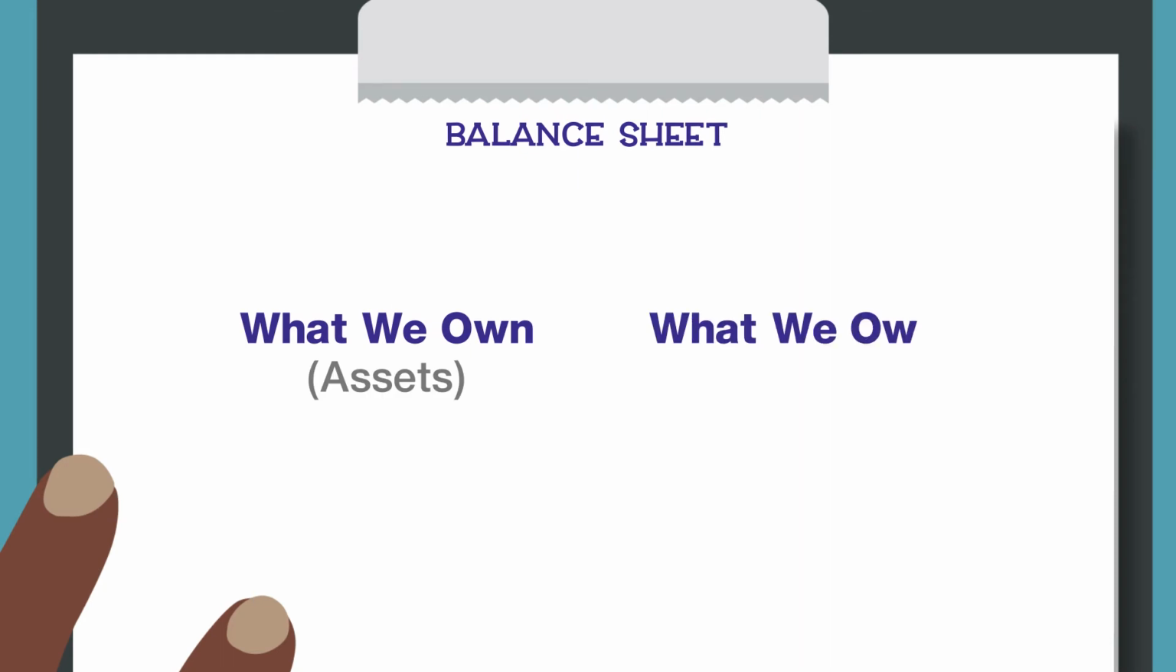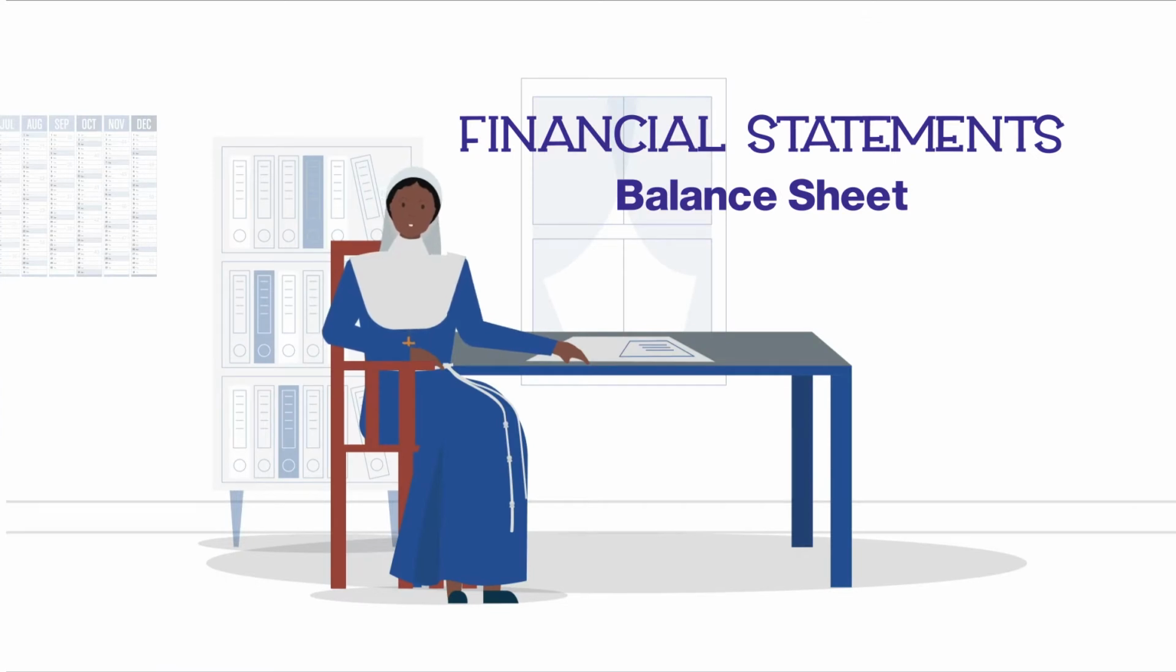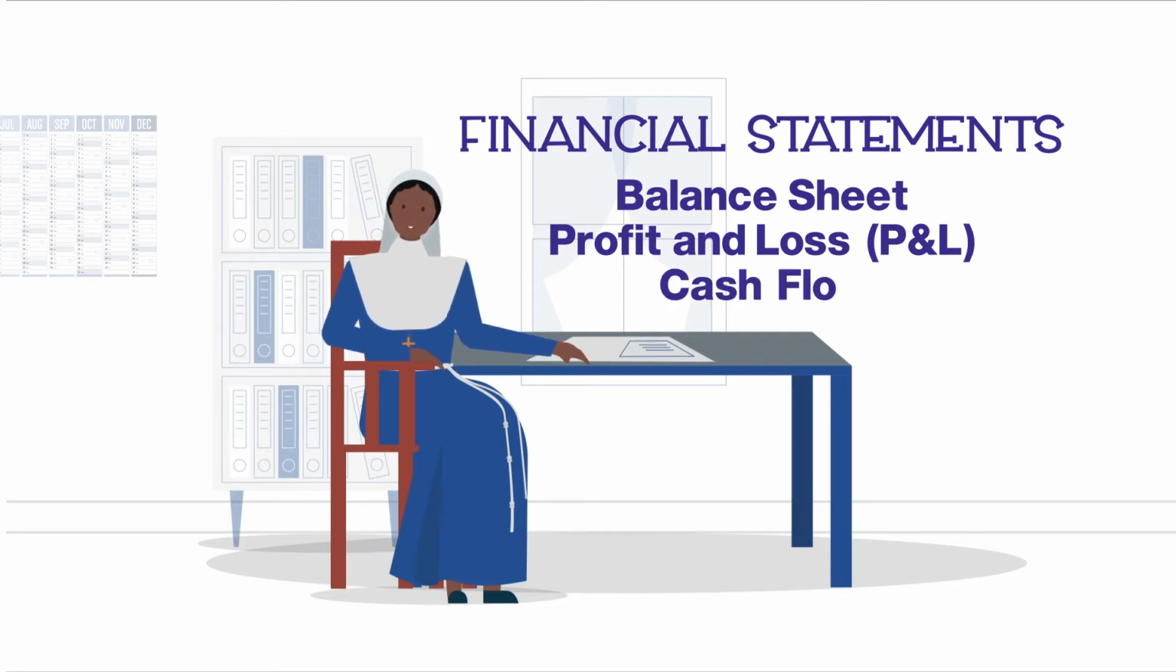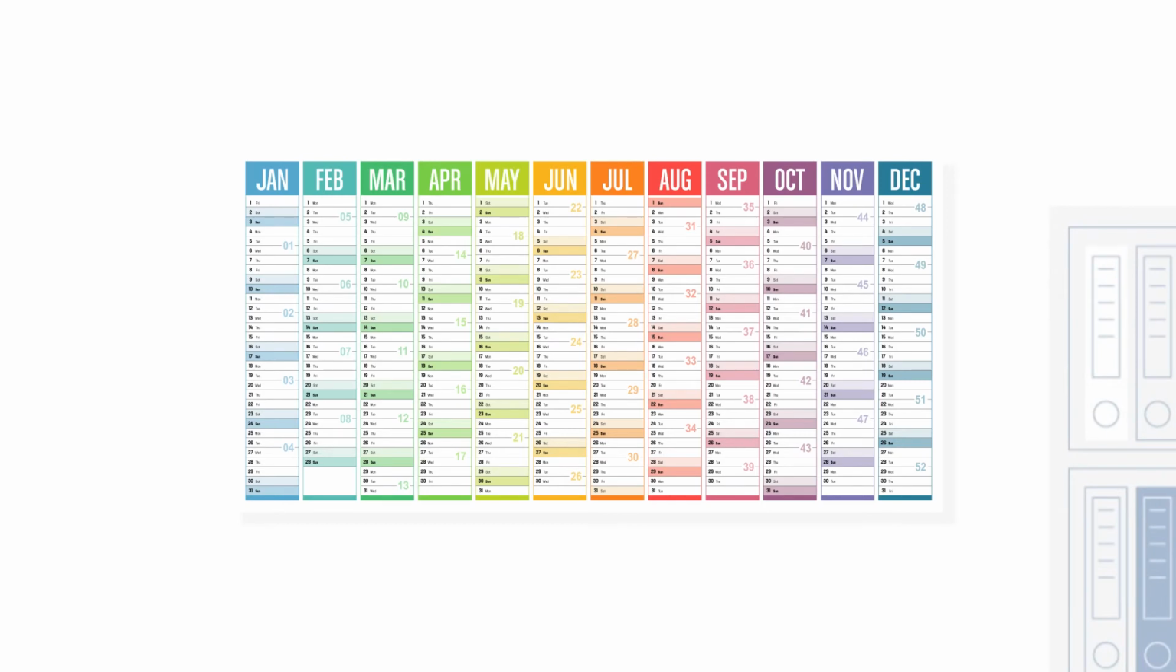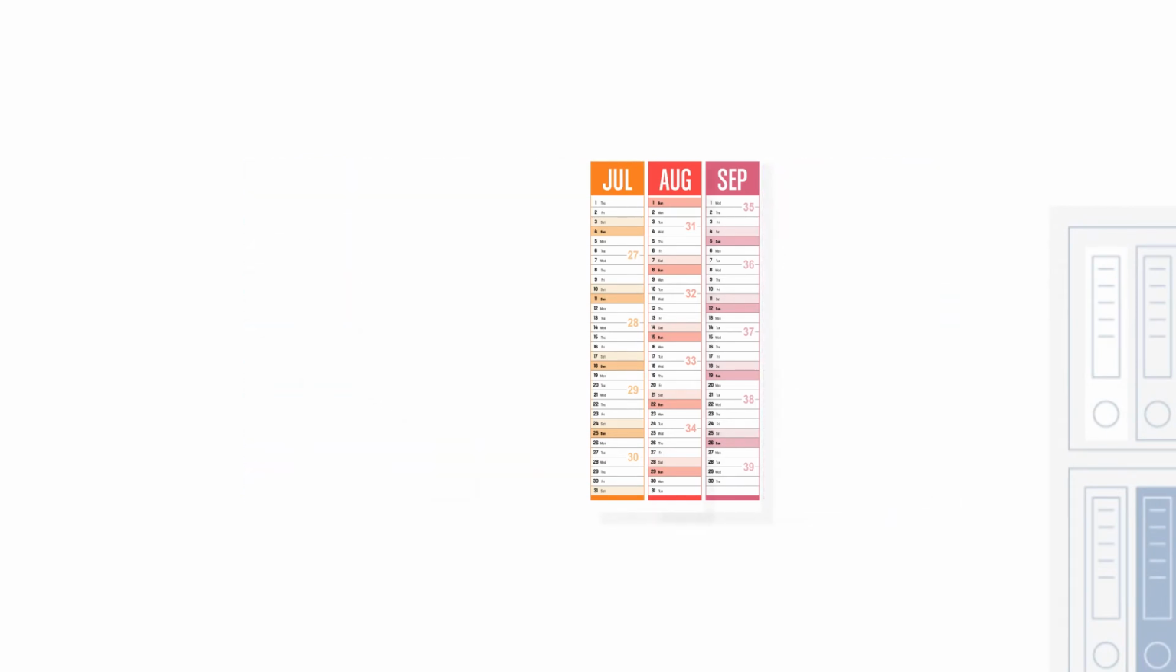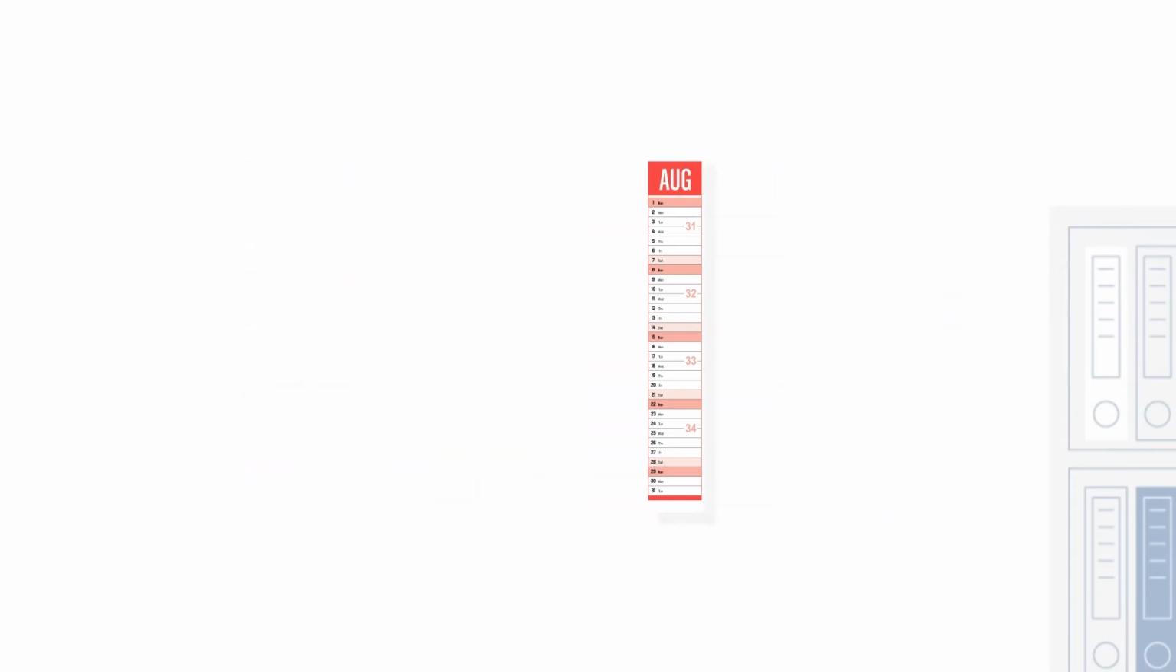As you have learned, a balance sheet is a picture of what we own and what we owe at a point in time. There are two other kinds of financial statements you will need to know: a profit and loss statement and a cash flow statement. These are used to describe what happened during an operating period, which can be for an entire year, a single quarter, or even a single month, whatever is needed.